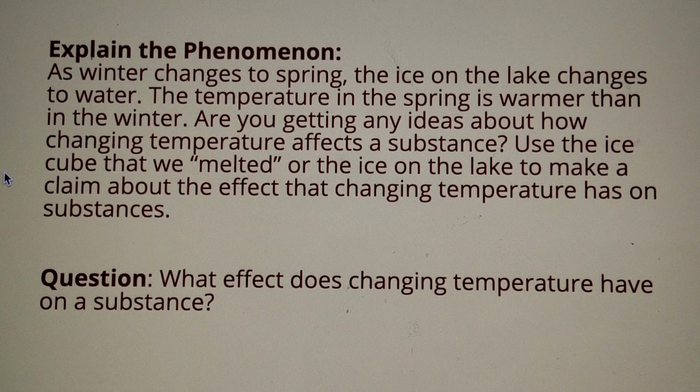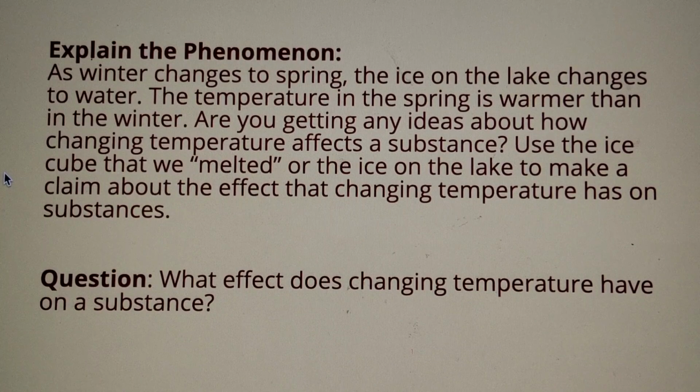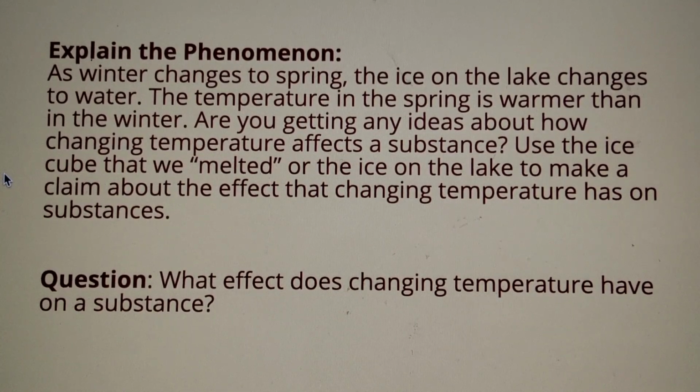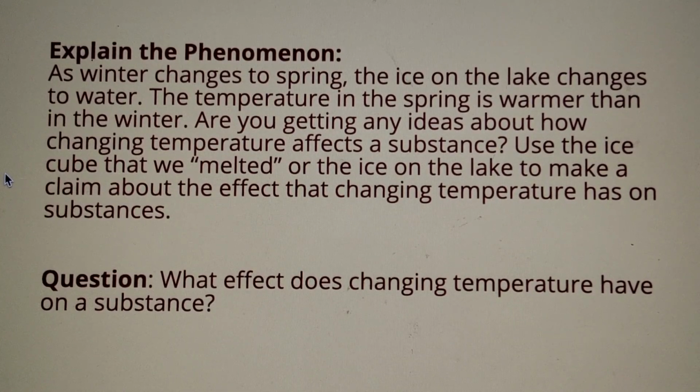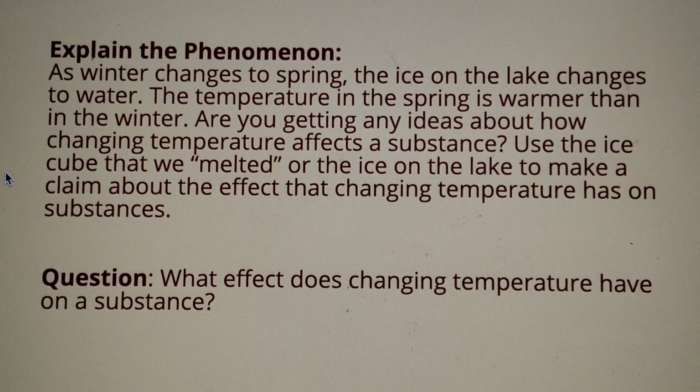So ices are outside, right? And then why did it melt? Because the sun is melting that ice that's on the lake. So when there's ice on the lake, that means it's going to melt and add more water to the lake, right? So it says we're going to make a claim about the effect that changing the temperature has on substances. And now we're going to read the question. It says, what effect does changing temperature have on a substance?